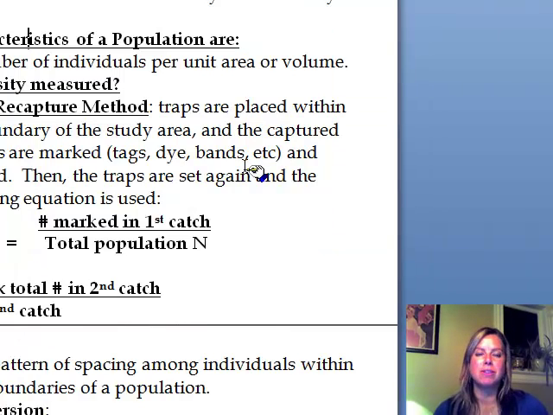Same thing if you're doing birds, right? You don't want to put like some real heavy lead bracelet on them because then they can't fly. So things that are going to have the least impact on their behavior, ability to swim or fly, and that type of stuff. Okay, so that's density.